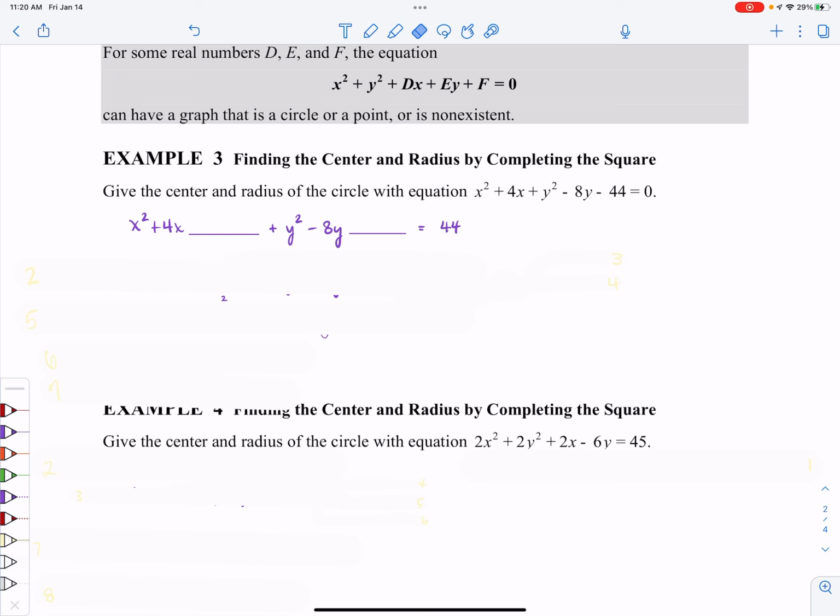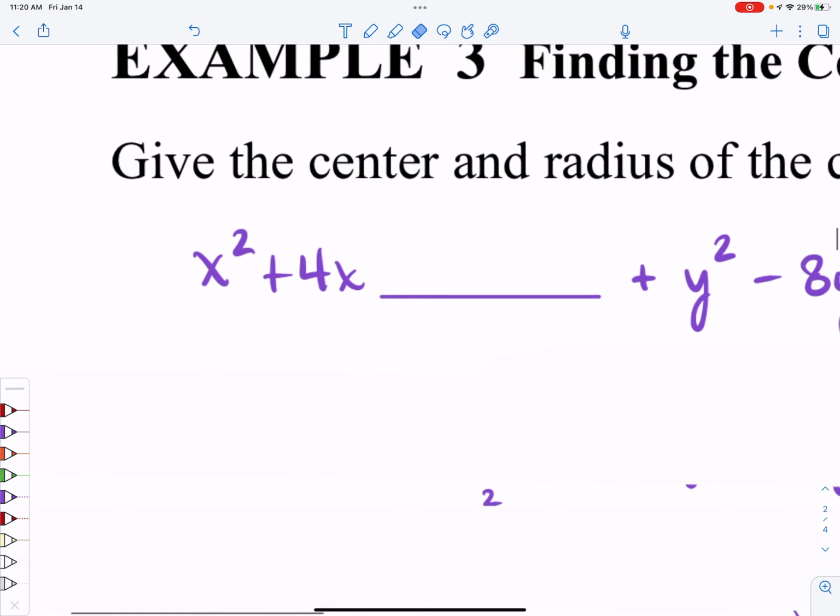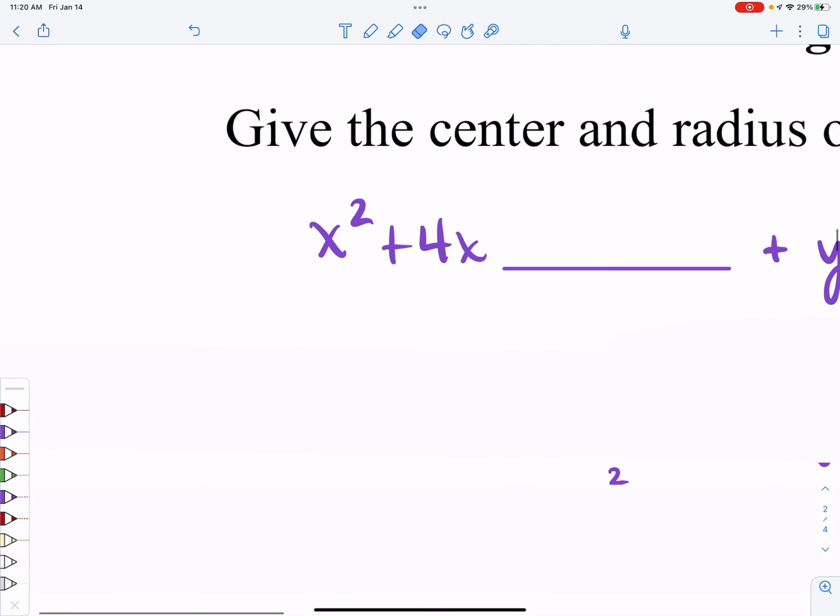Now, here's a reminder of how to complete the square. In previous math classes, you would have probably only done this with one variable at a time. What you're going to do is take half of the b value. So half is going to be a positive 2. Then you're going to square that number to get a positive 4. And after you square that, you're going to add it to both sides.